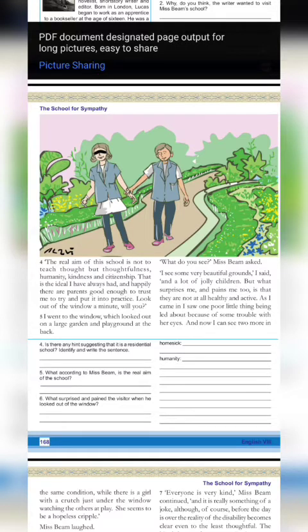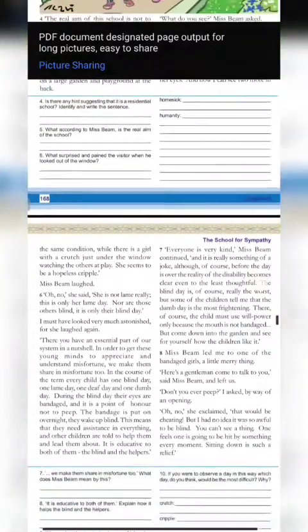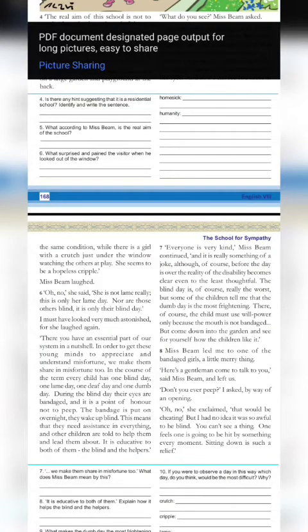"I see some very beautiful grounds," I said, "and a lot of jolly children. But what surprises me and pains me too is that they are not at all healthy and active. As I came in, I saw one poor little thing being led about because of some trouble with her eyes. And now I can see two more in the same condition, while there is a girl with a crutch just under the window watching the others at play. She seems to be a hopeless cripple."